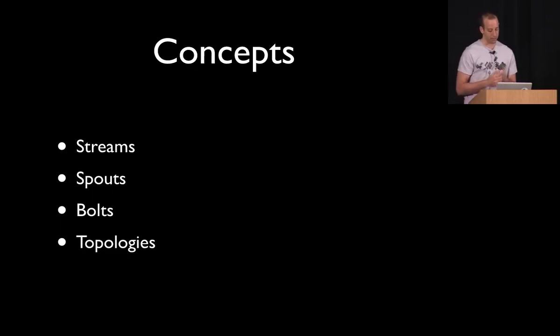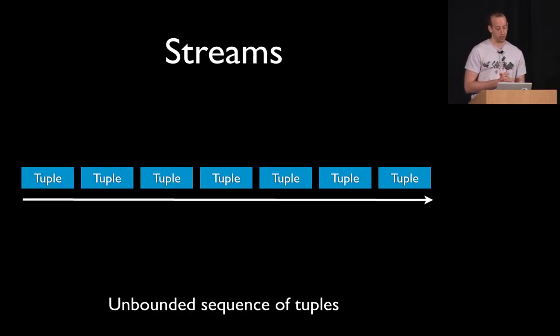So streams are the core data model in Storm. When you're using Storm, you're manipulating streams and transforming streams. And a stream is just an unbounded sequence of tuples. And a tuple is just a named list of values. Your tuples can have whatever types you want in them. If it's a type that Storm doesn't already know about, it's very easy to just register your own serializers so Storm can handle it.